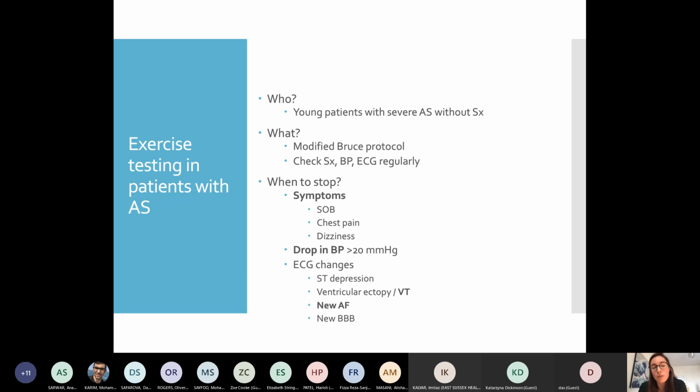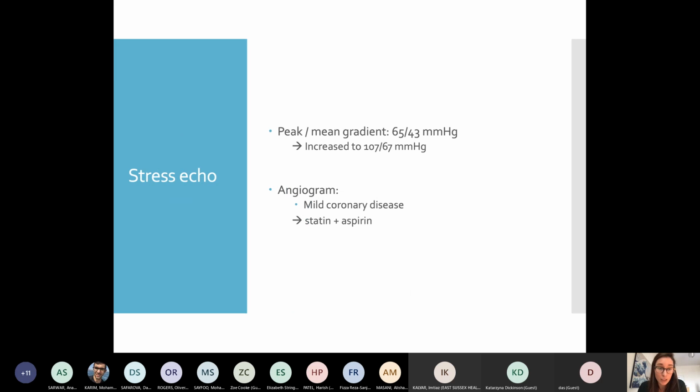And the things that you'd refer to as a positive test, suggesting that the aortic stenosis is significant, are the development of symptoms, which are classic for aortic stenosis, a significant drop in blood pressure, and VT or new AF. So he had a stress echo, this man, and his gradients went up massively. He also had an angiogram.